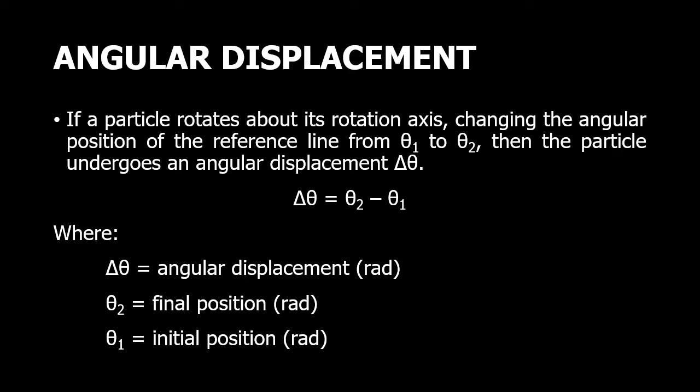And yun yung makikita natin sa formula natin. Delta theta is equal to theta 2 minus theta 1, where theta 2 is your final position and theta 1 is your initial position. And just like angular position, its SI unit is also measured in radians.